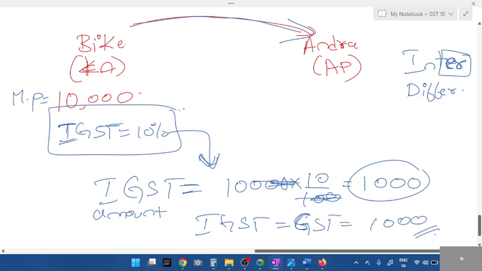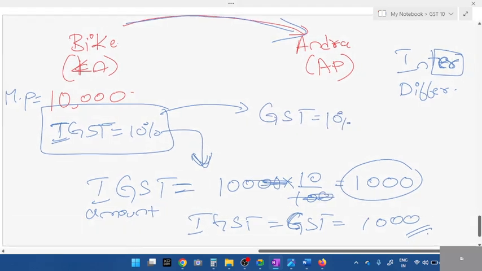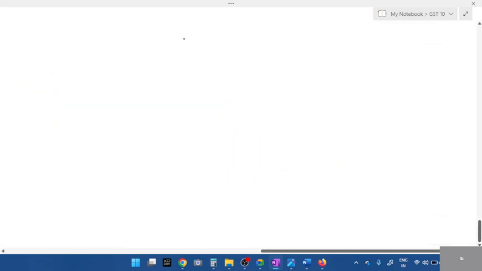Okay, so even if it is IGST at 10%, GST also will be 10%. Just to confuse us, they would give IGST. Both are the same because it is a different state calculation. This is for different states. Okay, now what if it is the same state?